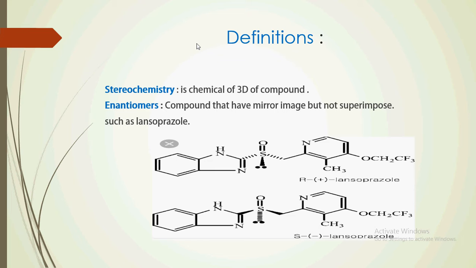First of all, let's begin with a few definitions. We have stereochemistry. What is stereochemistry? Stereochemistry is the study of the three dimensions of the compound. And we have enantiomers, and enantiomers are compounds that have mirror images but are not superimposable, such as lansoprazole, which is one of the drugs that are specifically enantiomers.